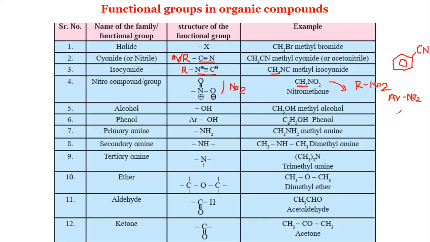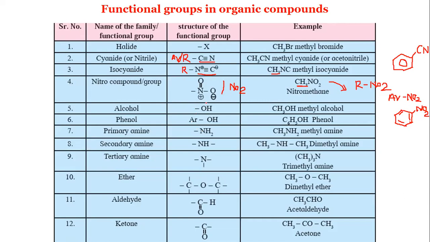Suppose the NO2 group is attached to the benzene ring, it becomes nitrobenzene. So remember, when the NO2 group is there, it is called a nitro compound. The functional group is nitro. NC isocyanide, CN cyanide, X halide.